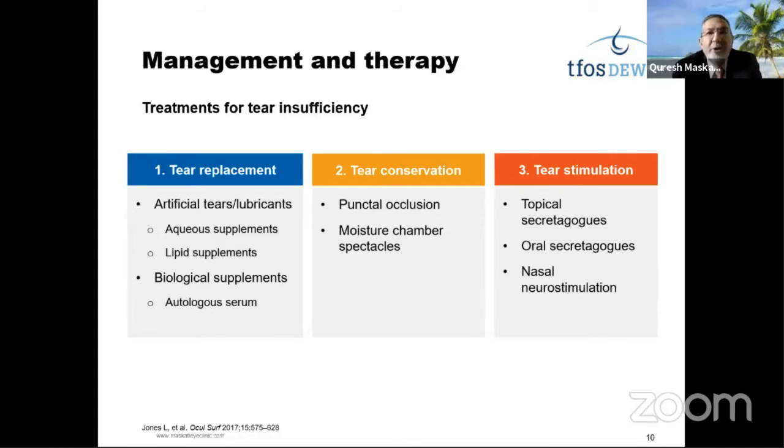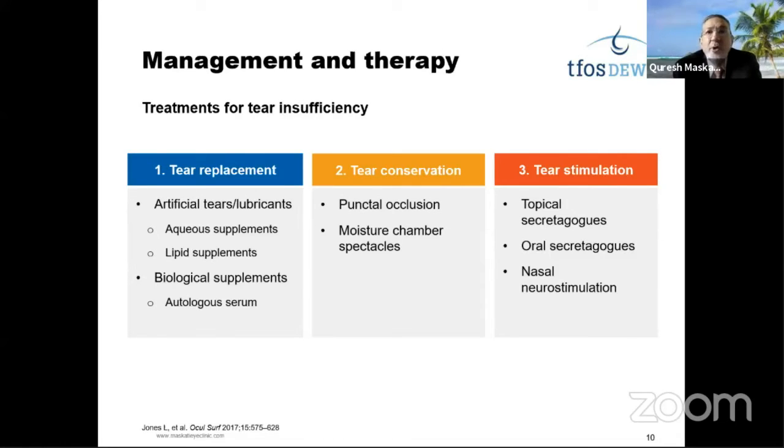It is done by artificial tears, lubricants, it could be aqueous supplements. Hopefully in our country, supplements in a short while. And sometimes it could be biological supplements when nothing else works, like autologous serum, maybe 20%, 25%, which you can get your eye bank to make for you, or your blood bank to make for you. Our eye bank makes it for us.